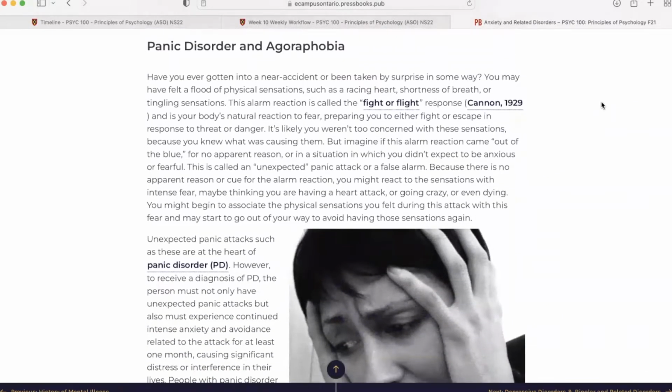Panic disorder and agoraphobia. Have you ever gotten into a near accident or been taken by surprise in some way? You may have felt a flood of physical sensations such as a racing heart, shortness of breath, or tingling sensations. This alarm reaction is called the fight or flight response and is your body's natural reaction to fear, preparing you to either fight or escape in response to threat or danger.